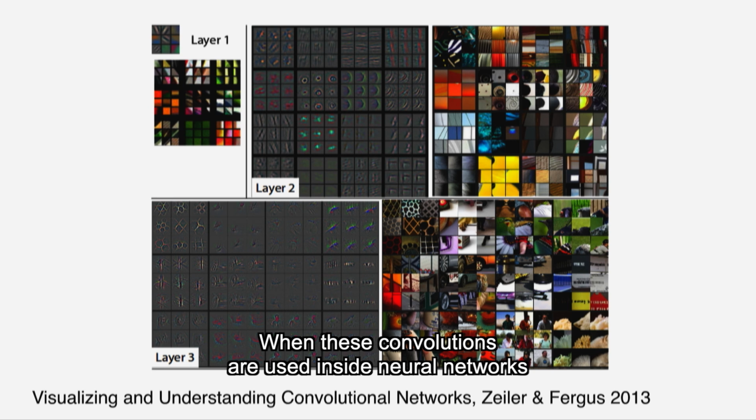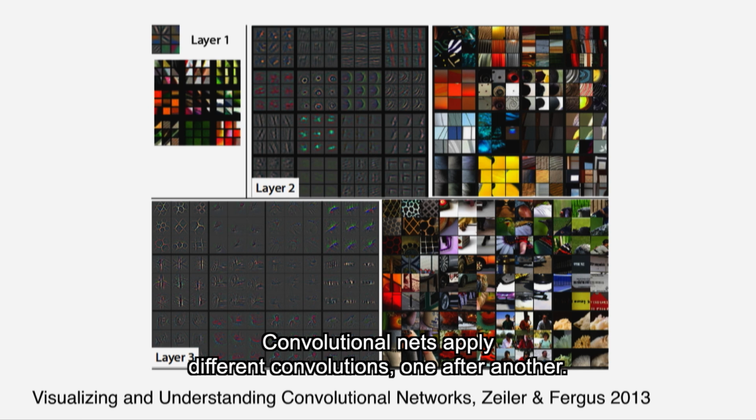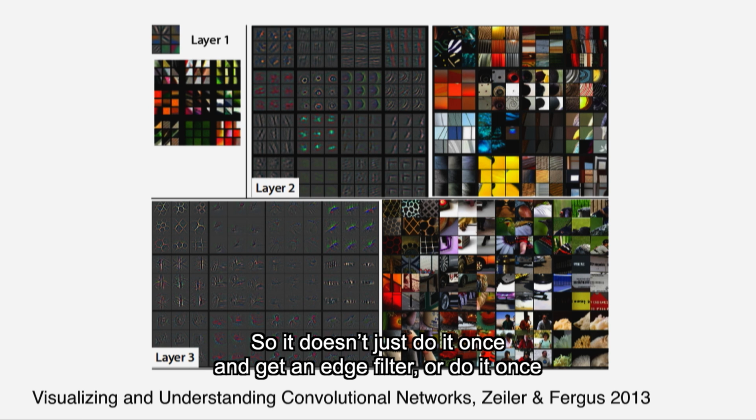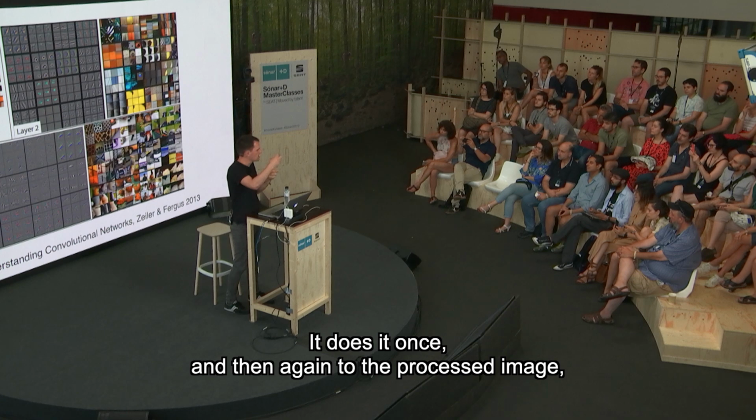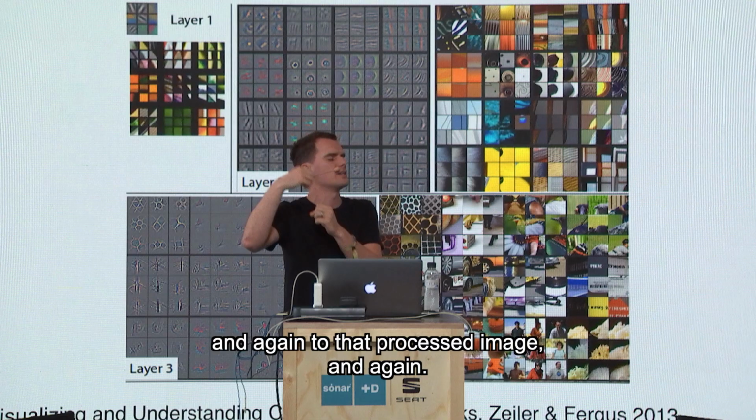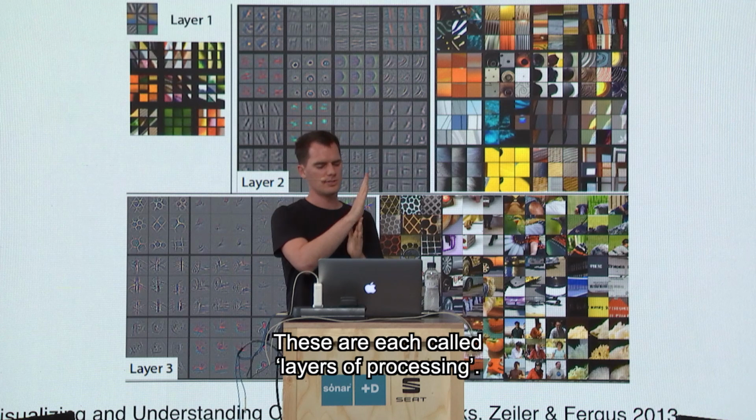When these convolutions are used inside neural networks, they're called convolutional neural networks. Convolutional nets apply different convolutions one after another. So it doesn't just do it once and get an edge filter, or do it once and get a blurred image. It does it once and then again to the processed image, and again to that processed image, and again. These are each called layers of processing.